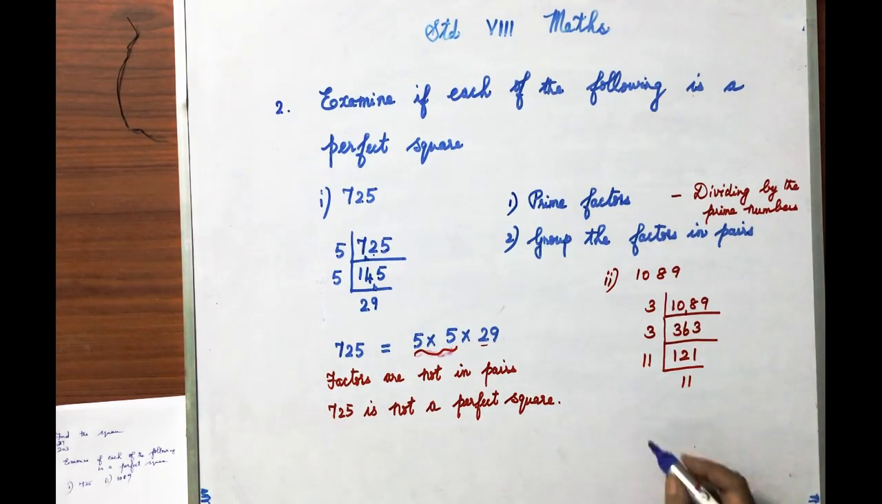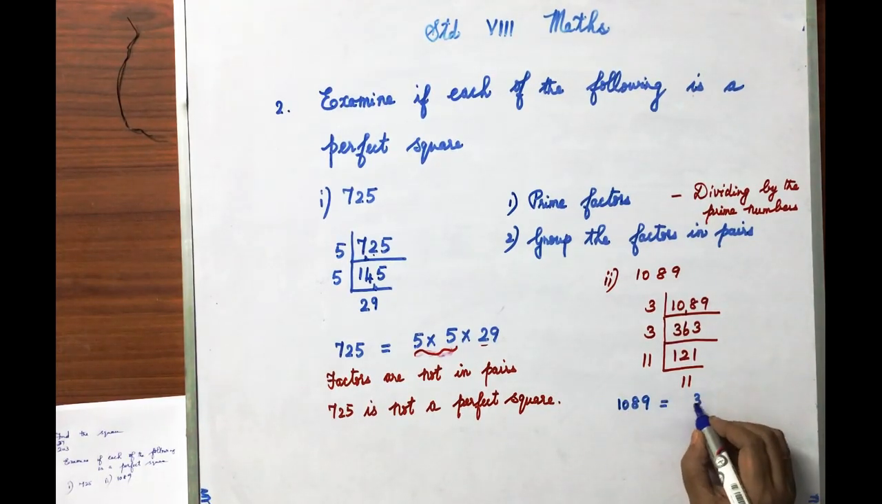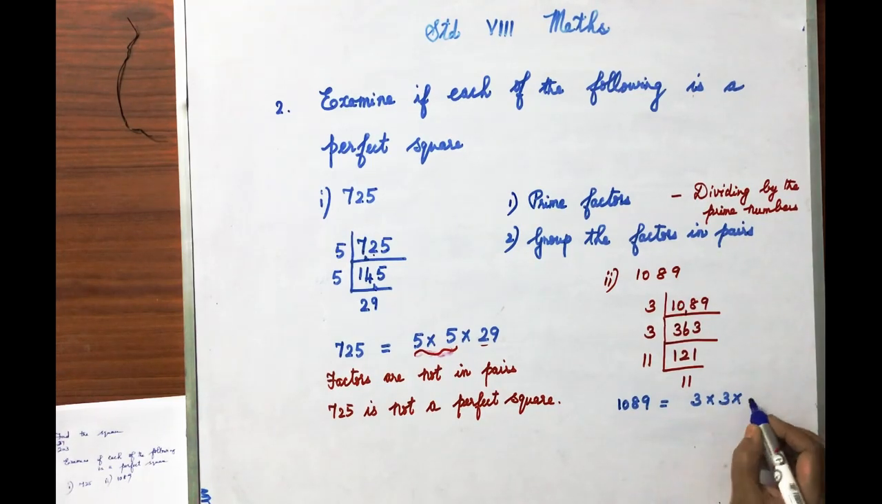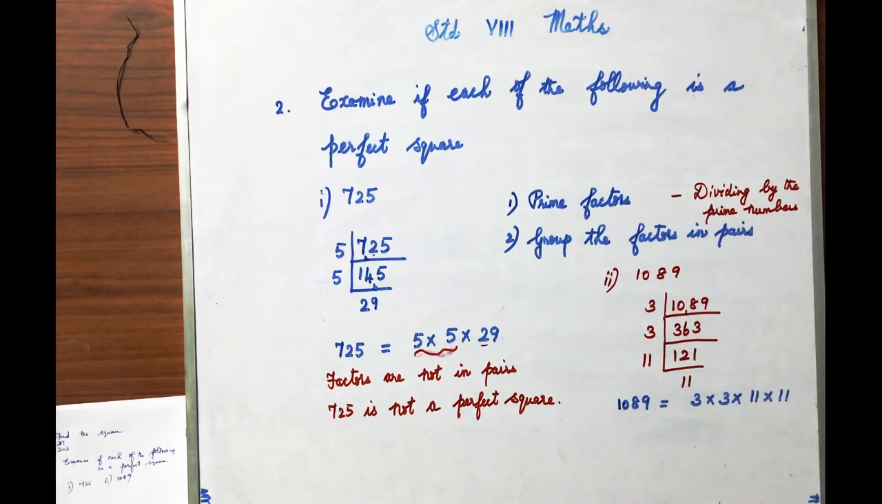Now 1089 is equal to 3 into 3 into 11 into 11. What is the next step? We have to group in pairs. The number should be grouped with the same number. So 3 and another 3 is one pair. 11 and 11 is another pair. So now the number's factors are in pairs. So this number is a perfect square.